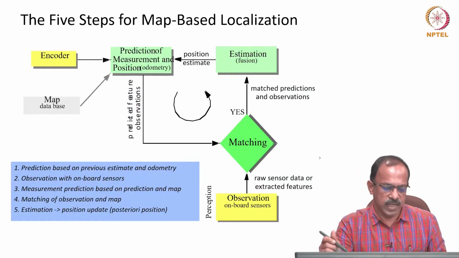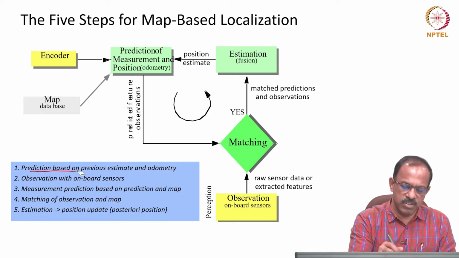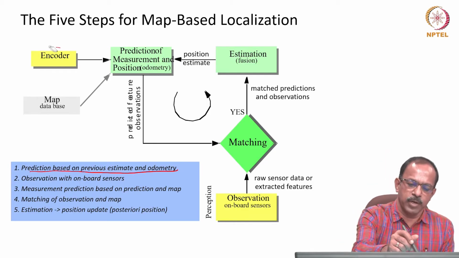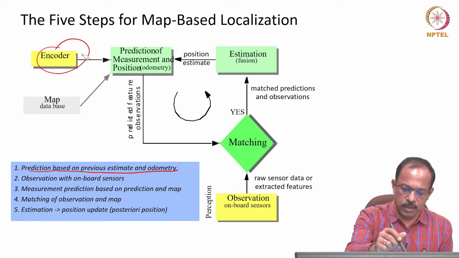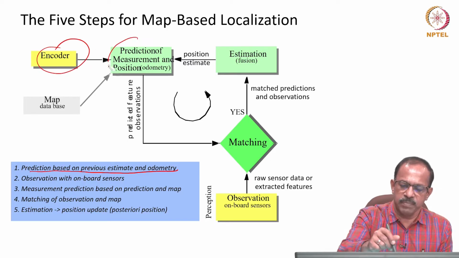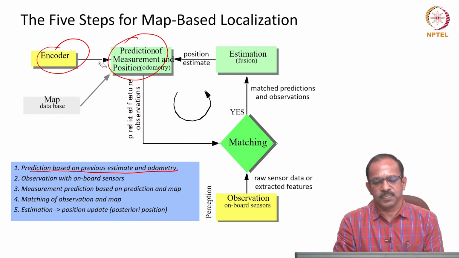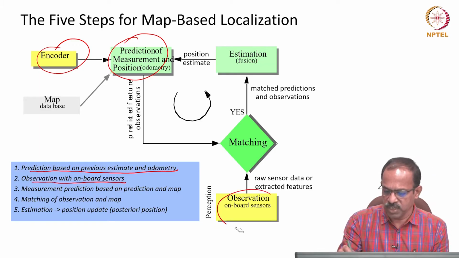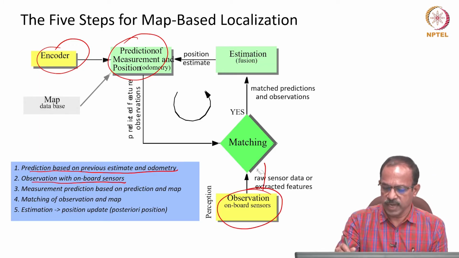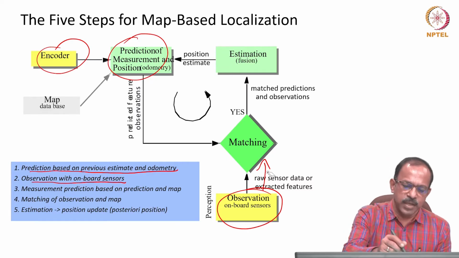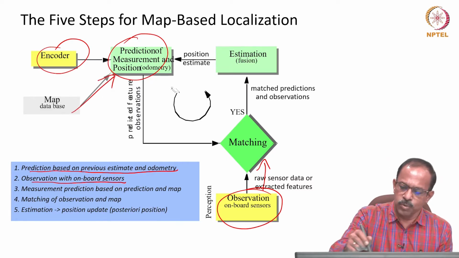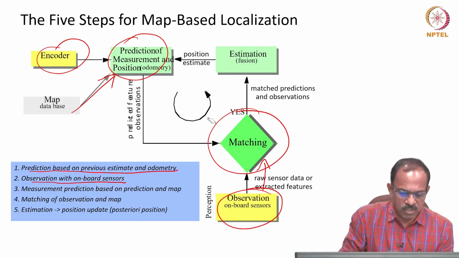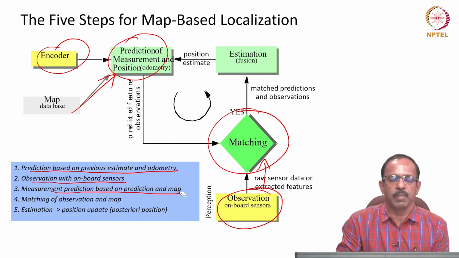But actually you can see here the 5 steps are basically you have a prediction based on the previous estimate and odometry. So, first you use the encoder information and the previous position and get the new position predicted, and then you observe with the onboard sensors. So, you observe with the onboard sensors, collect the information, and then use the map information and use this information to match whatever you observe. Whatever is observed is matched. So, measurement prediction based on the prediction and map.